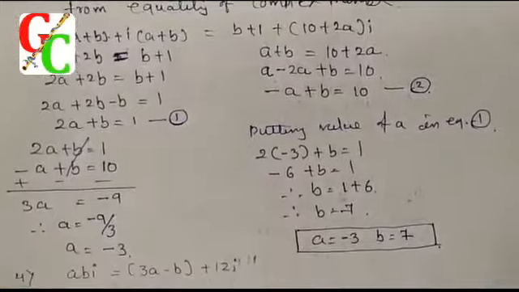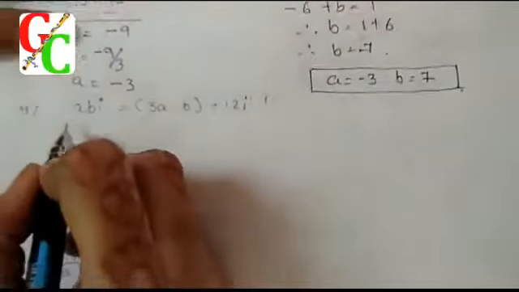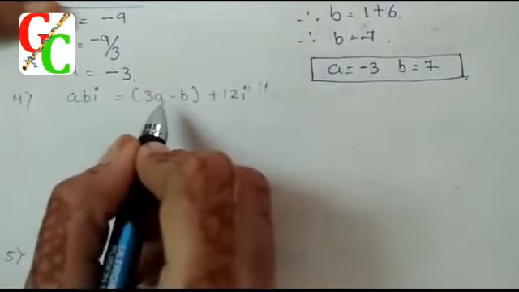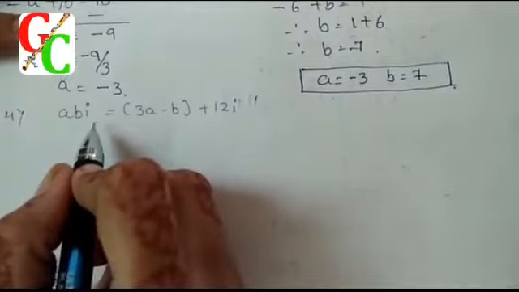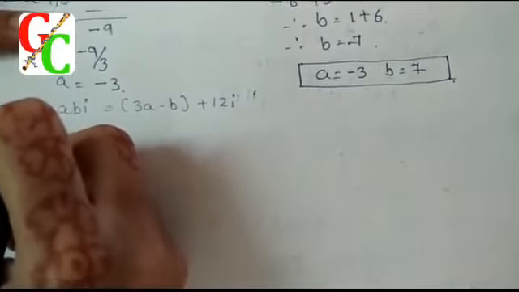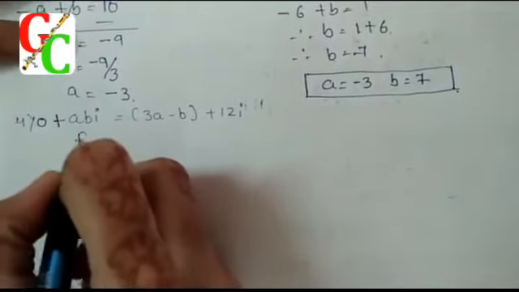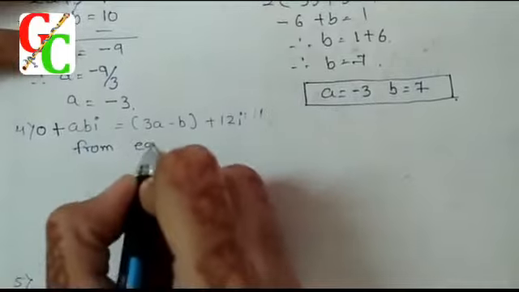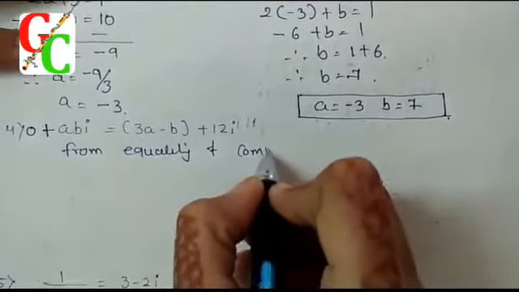Now we have to see question number 4. In this case, the complex number is given in a plus ib form. So the imaginary part is not given, so we put the imaginary part as 0. In the same way, now we use equality of complex numbers.